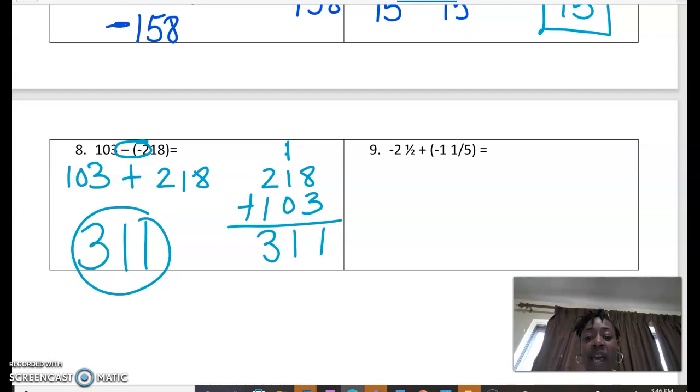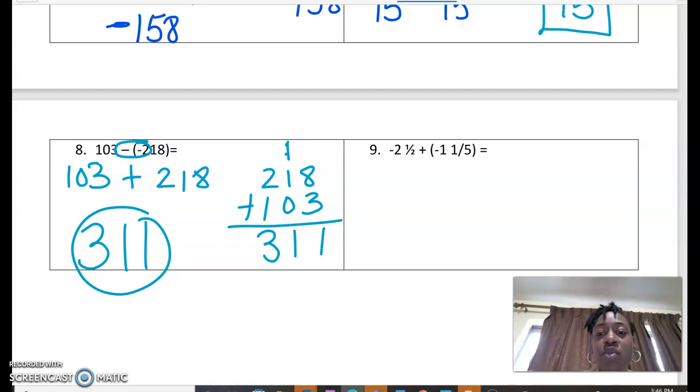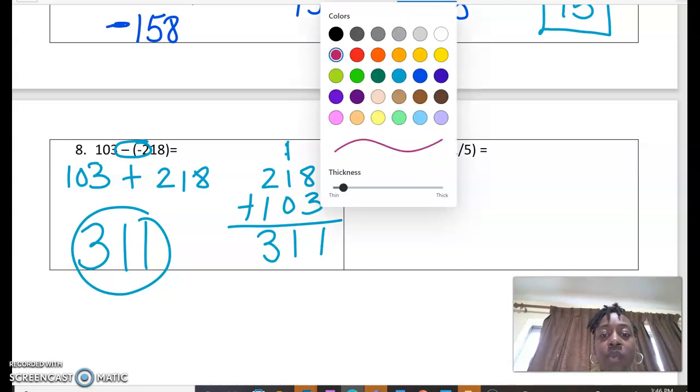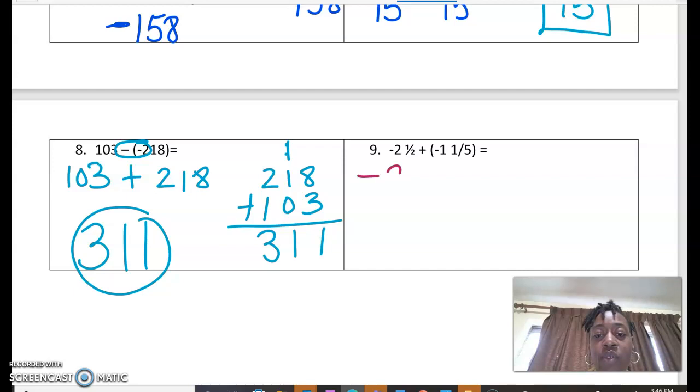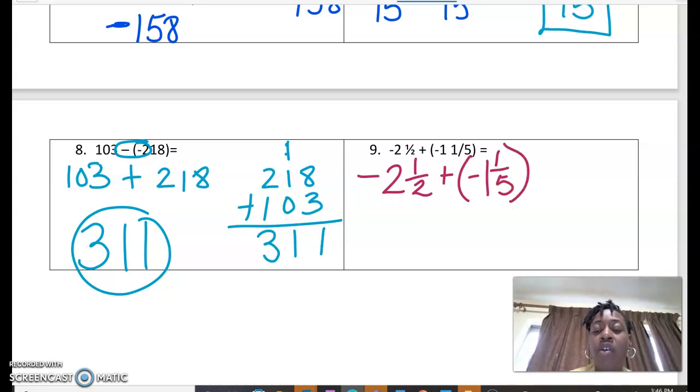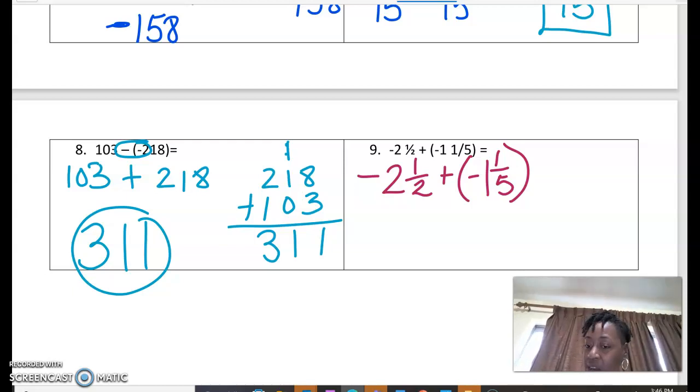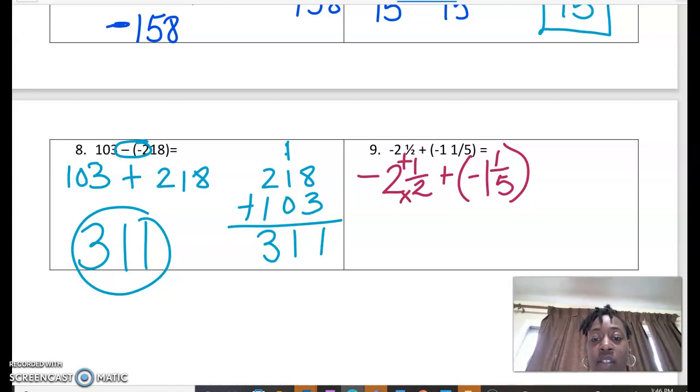All right, last one, number 9. Negative 2 1/2. Let's do a rewrite. All right, so here we go. Negative 2 1/2 plus negative 1 1/5. So I'm going to do the same process that I did for number 7. And I'm going to make these improper fractions first. Make sure I keep the signs intact. I got to keep them negatives sitting there. So here we go. Let's do it. So 2 times 2 plus 1. That is going to be a negative 5/2.